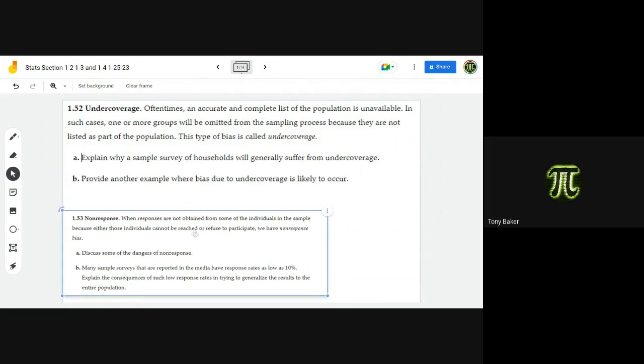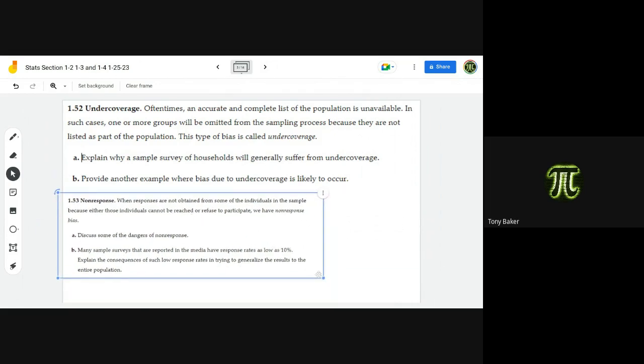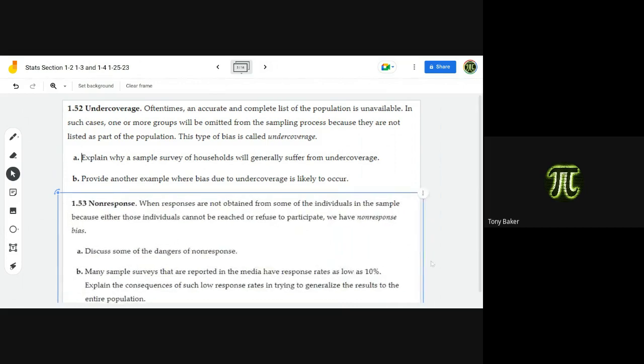One of the things that I asked you is, what are some of the problems with random sampling? There are three main issues. The first one is undercoverage. Sometimes an accurate and complete list of the population is unavailable.